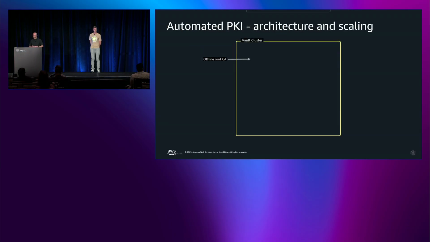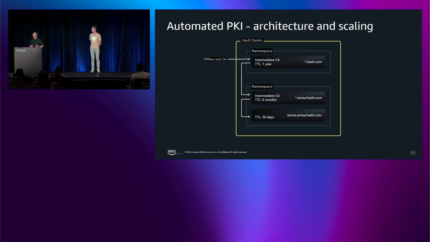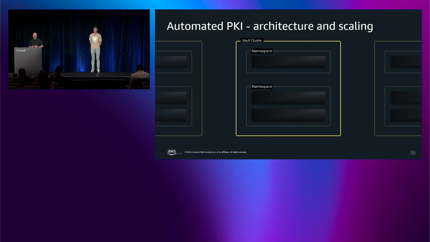In terms of architecture and scaling, like I mentioned, you can have an offline root CA. You create an intermediate CA. That's kind of your top-level wildcard domain. You can have a time to live of a year. You can create another intermediate CA from the top level, with a shorter TTL. So you can see how you can architect this and be very flexible with it. And then lastly, you have your intermediate CA instance that's going to issue those leaf certificates for your application or service, and you can make that 30 days or whatever you need. Extremely flexible.